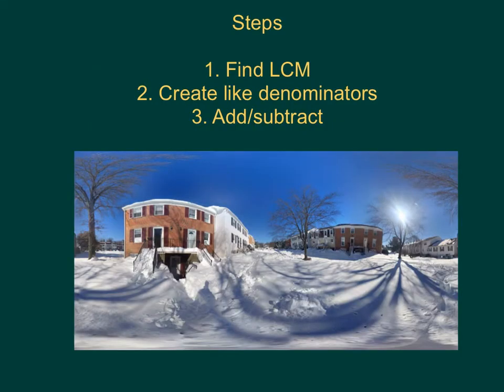So the steps to doing this, and this is just a shot of what the outside of my house looked like, because this is going to be all themed on snow. The steps are: find the LCM, which we already know how to do. Create the like denominators, that's what this video is going to be all about. And then you're just going to add or subtract, which you already know how to do. It might seem like a lot of steps, but really step number 2 is the only new step that we're rocking with today.